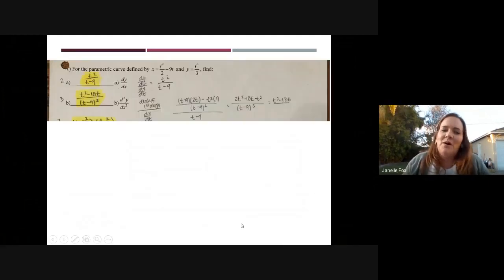So question number 1 gives us a curve that's defined parametrically. And we know that if we're going to find dy/dx, we have to do dy/dt over dx/dt. So I'm just doing each of those derivatives. I get a t squared over t minus 9. This right here cannot be simplified. If it could, I would do that.